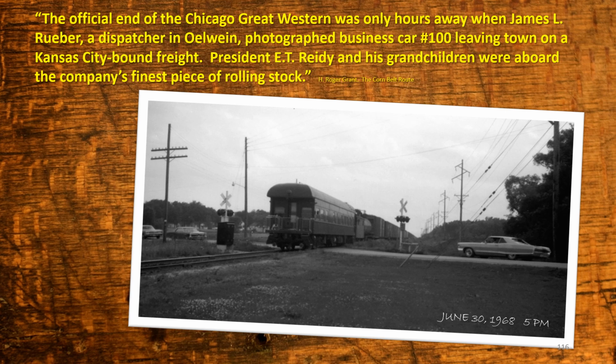The official end of the Chicago Great Western was only hours away when James L. Reber, a dispatcher in O-line, photographed business car 100 leaving town on a Kansas City bound freight. President E.T. Reedy and his grandchildren were aboard the company's finest piece of rolling stock. So this was taken on the last evening of the Great Western. At midnight that night, the Great Western was gone and merged into the Chicago Northwestern.